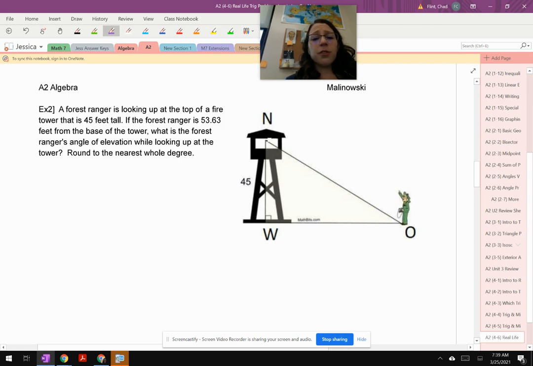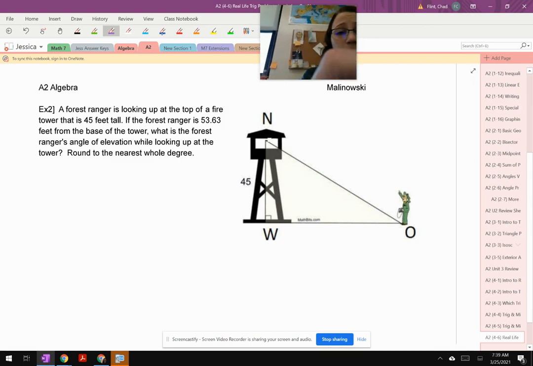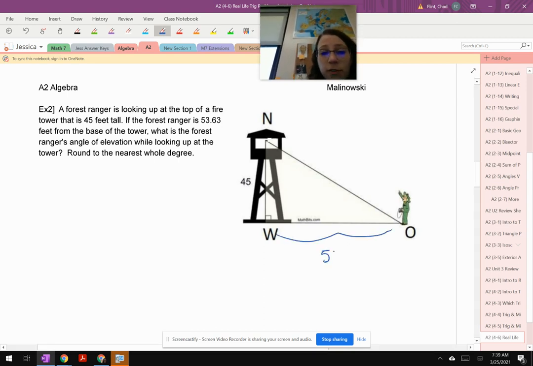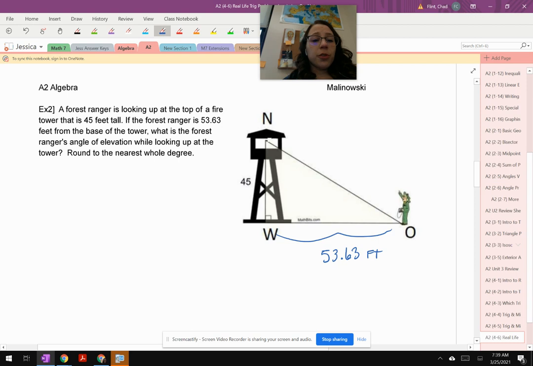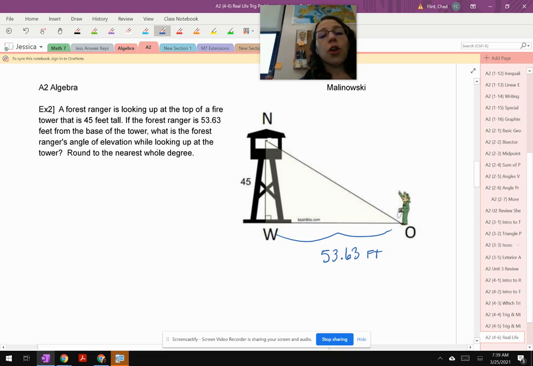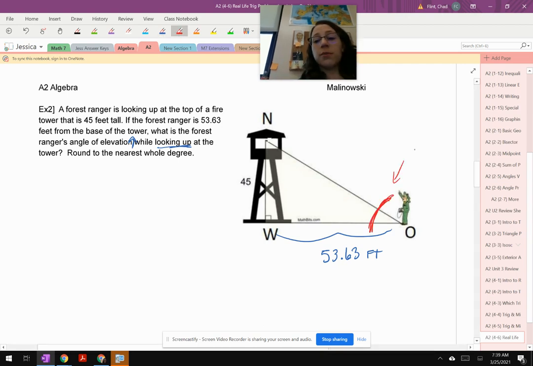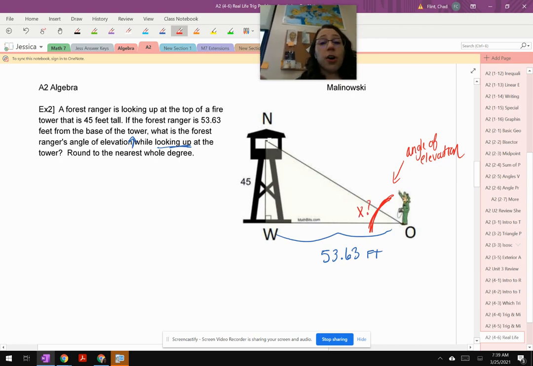If the forest ranger is 53.63 feet from the base of the tower, so that means that we're looking at from this distance to this distance. This is 53.63 feet. What is the forest ranger's angle of elevation while looking up, again, because elevation is up, looking up at the tower? So here's my little guy. He's looking up. That means this angle of elevation is right here. So that is the angle that we're looking for. Okay, so that's the angle I'm looking for.